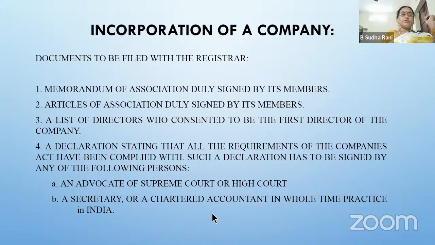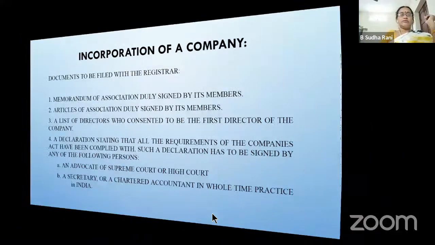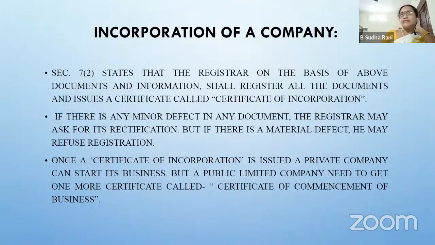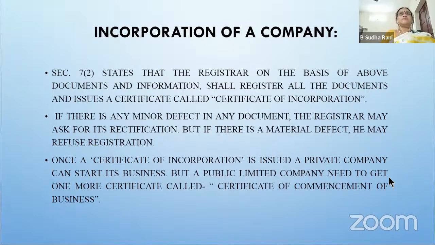So let us see first incorporation. In detail about these documents we learn in the forthcoming slides. So what is incorporation? Section 7, subsection 2 of the Companies Act states registration on the basis of documents: the memorandum, articles of association, and the information that must be registered, all the documents. Then the registrar will issue a certificate called a certificate of incorporation.